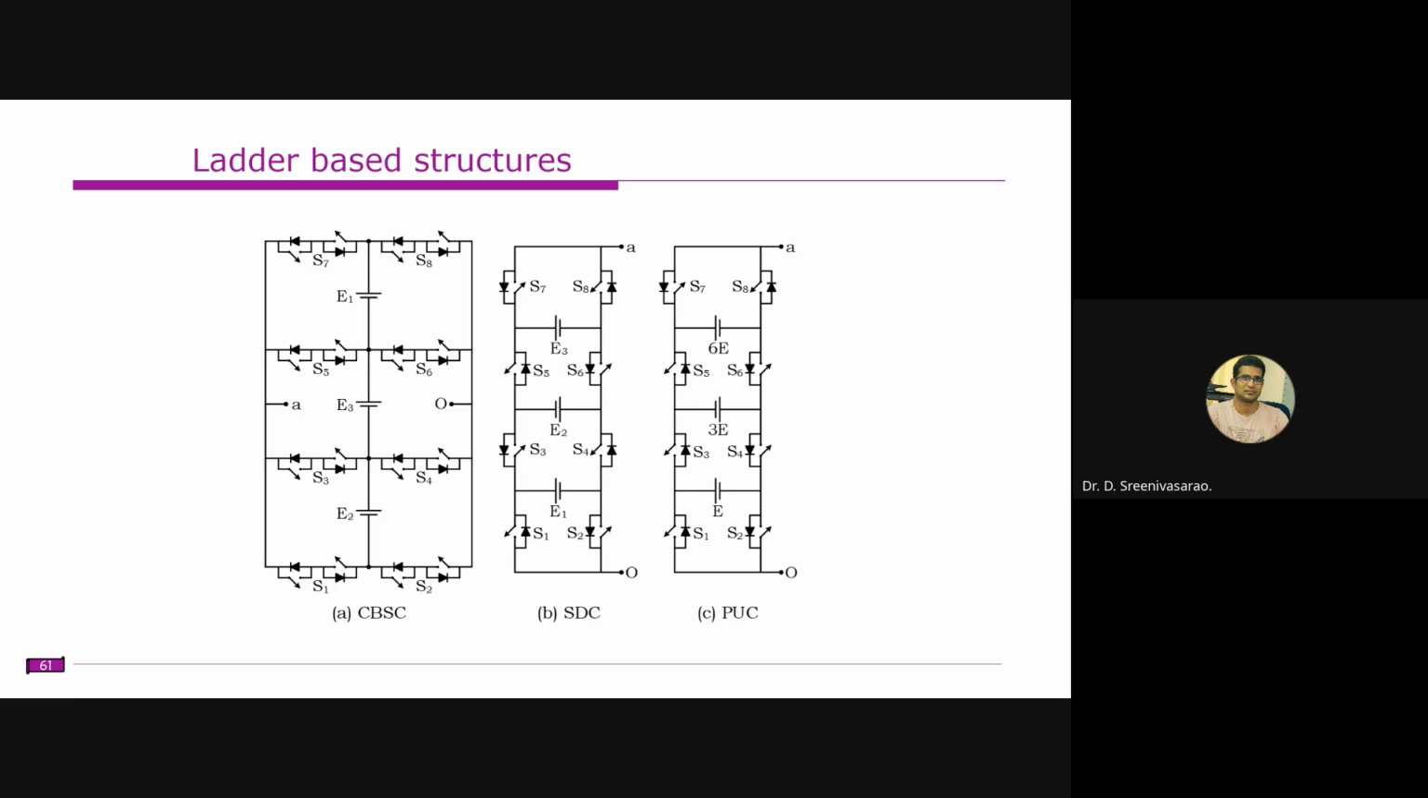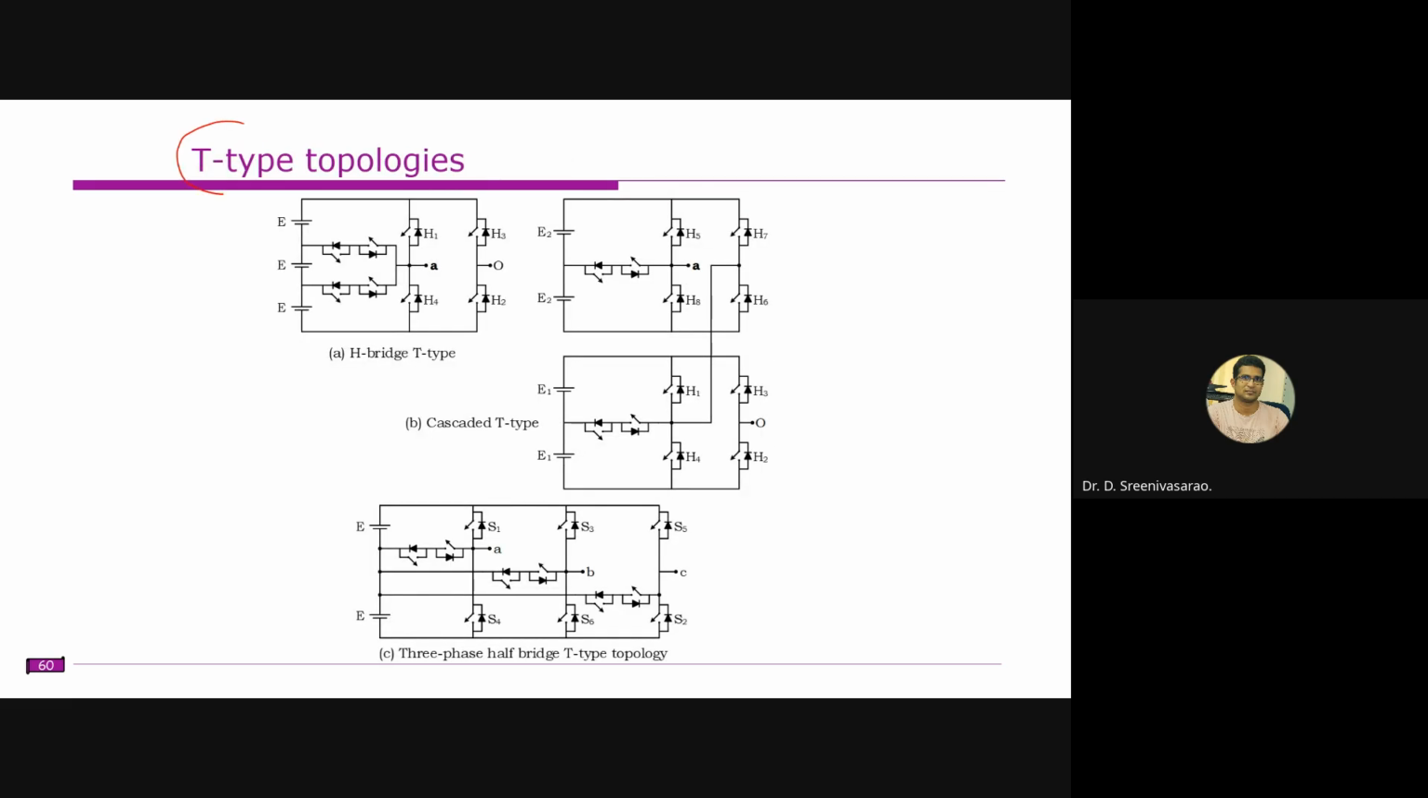So this one is the T-type topologies. As we discussed, this one is the T-type topology. This is the important thing, and this one is the cascade T-type, the T-type module. Here is a single phase T-type, and we can cascade these T-types, or else we can increase the levels here. Let's assume two DC sources are there, so now we have three DC sources, and in between, the DC link is accessed through these points. This is known as T-type.